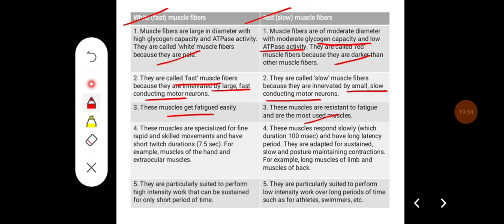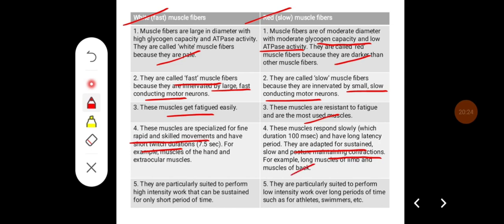Whereas the white muscles are specialized for fine and rapid skilled movements and have short twitch duration. Whereas the red muscles respond very slowly and have a long latency period, and they are adapted for sustained slow and posture maintaining contractions. For example, the long muscles of the limb and muscles of the back.